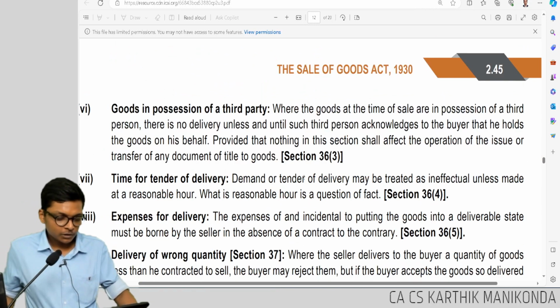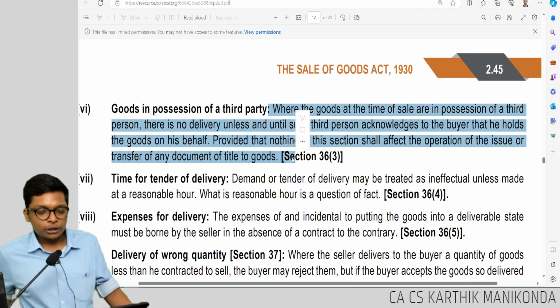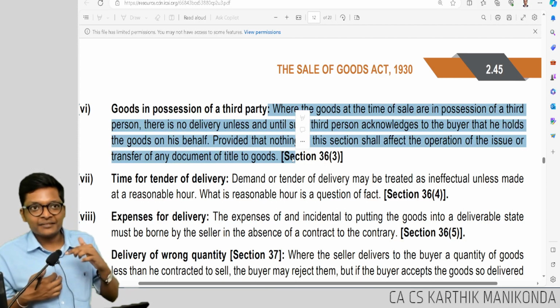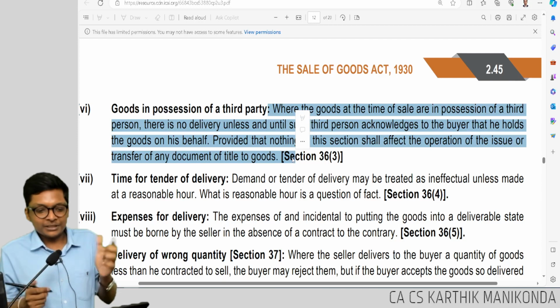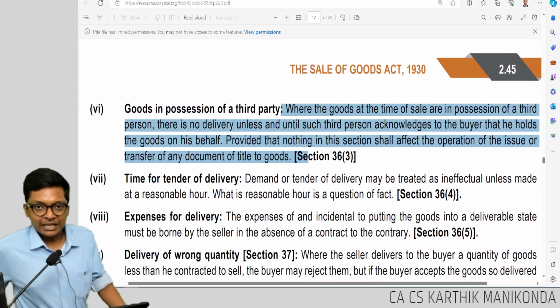Next. Goods in possession of third party, you already know. This they are talking about constructive delivery. Goods in possession of third party, delivery is confirmed or done when the third party gives the acknowledgement. Constructive delivery. Are you following?